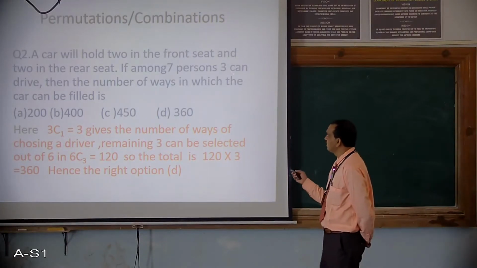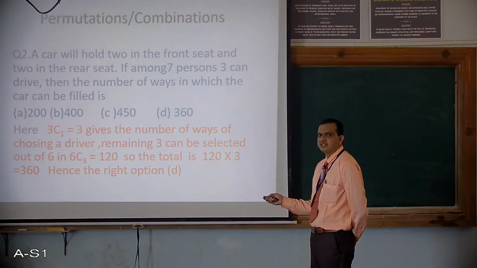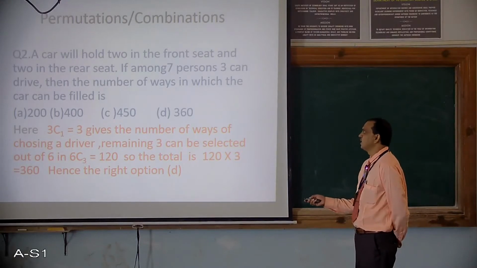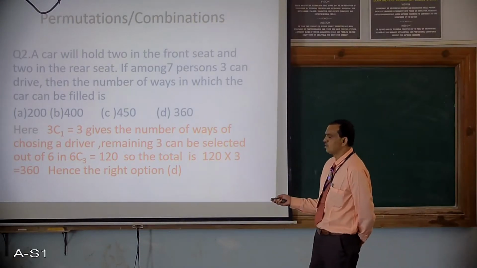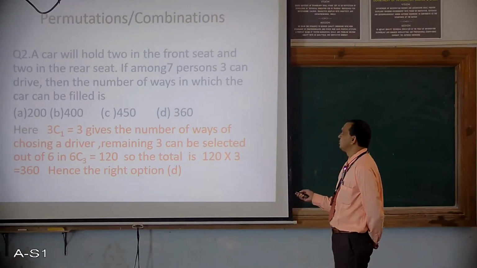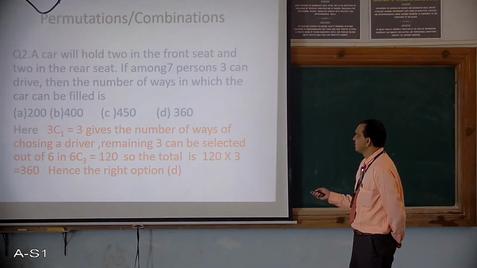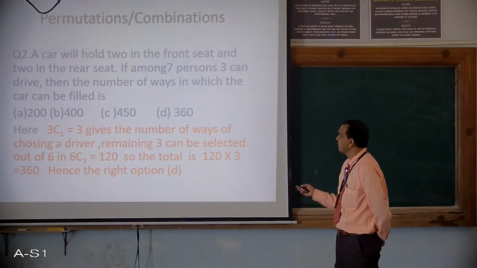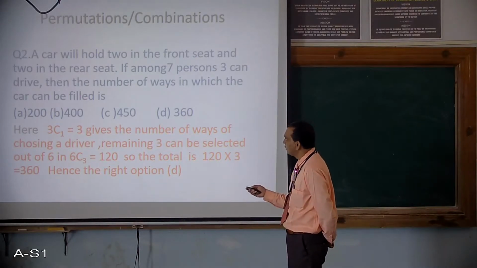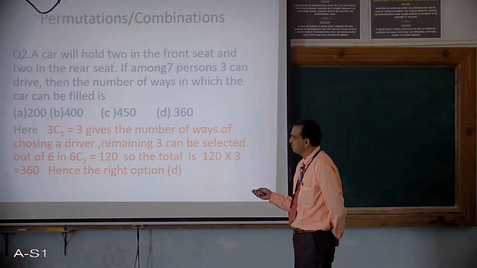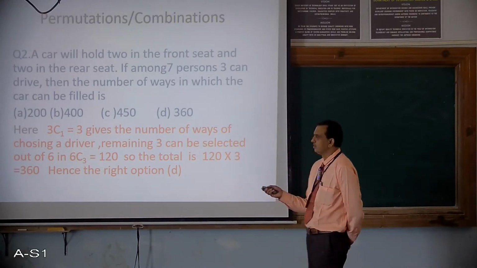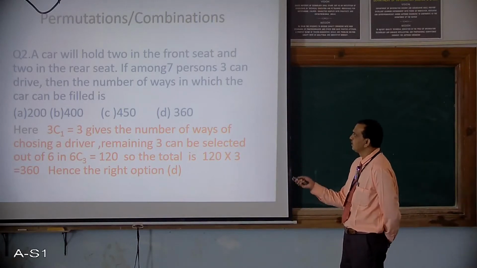Then drivers are there, 3 drivers, hence the choice for one driver is 3, that is 3C1. So one driver is required. Now the remaining 3 can be selected out of the remaining 6, because one driver is gone. So the remaining 6 are there, and you can select any 3. So here the answer is 20 into 3, so the answer is 360, that is D. Here also you can see it is a sort of direct problem, provided you know that 'filled' does not mean that all 7 have to be seated. Only 4 have to be filled, 2 in front and 2 in rear.